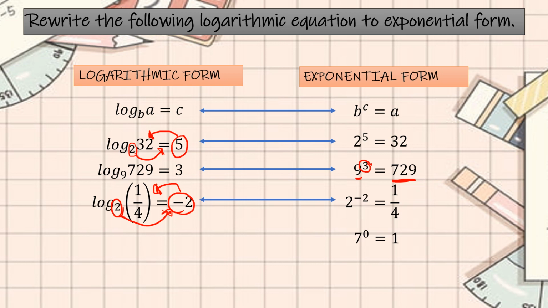Okay, next, 7 raised to 0 equals 1. So, ang base natin dito ay si 7. Then, ang exponent ay si 0. Then, equal kay 1. So, logarithm of 1 with the base of 7 equals 0. Then, last, logarithm of x with the base of 5 equals 3. So, ang base dito ay si 5, then ang exponent ay si 3. Then, equals x.